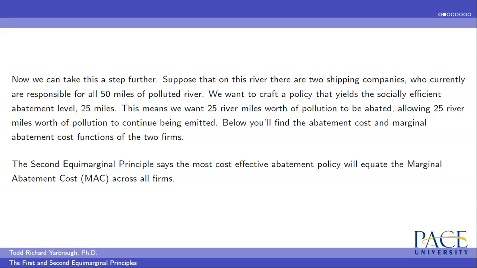What we're going to use is what's called the second equimarginal principle, which says that the most cost-effective abatement policy will equate the marginal abatement costs across both firms. You'll notice, much like the first equimarginal principle, again, we're relying upon this marginal way of thinking. So in the previous example, we set marginal benefit equal to marginal damage. And now what we're going to do in this scenario is equate the marginal abatement costs across the two firms.